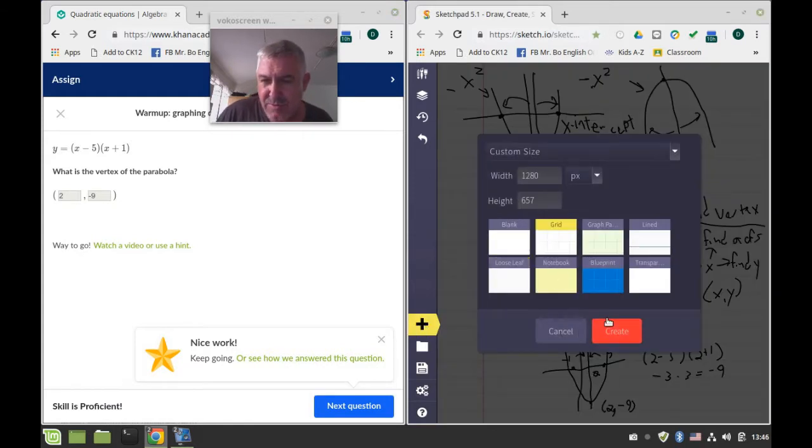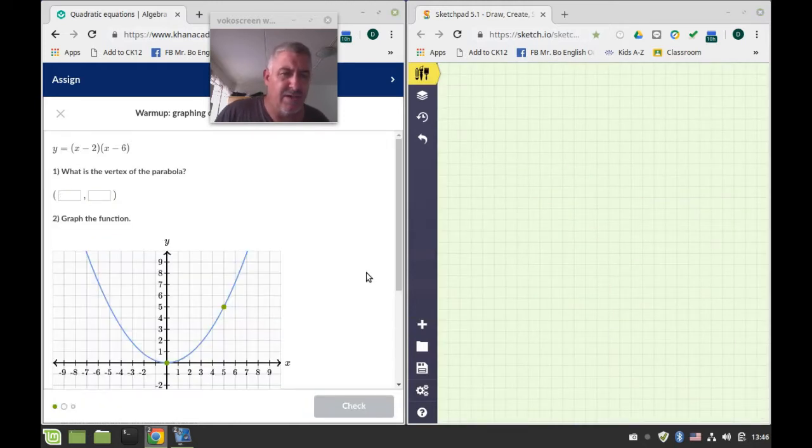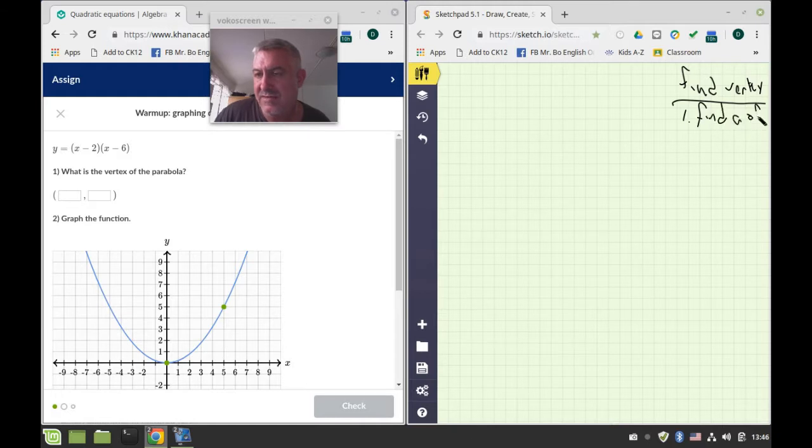All right, I'm going to switch to graph paper here. So our next question, let's read the question carefully: what is the vertex of the parabola? It's the same question, but we've got two parts, and we're going to graph. So what are our steps for finding the vertex? Step number 1, find the axis of symmetry. And step number 2, we'll use that to find the y, and that gives us our x, y coordinate.